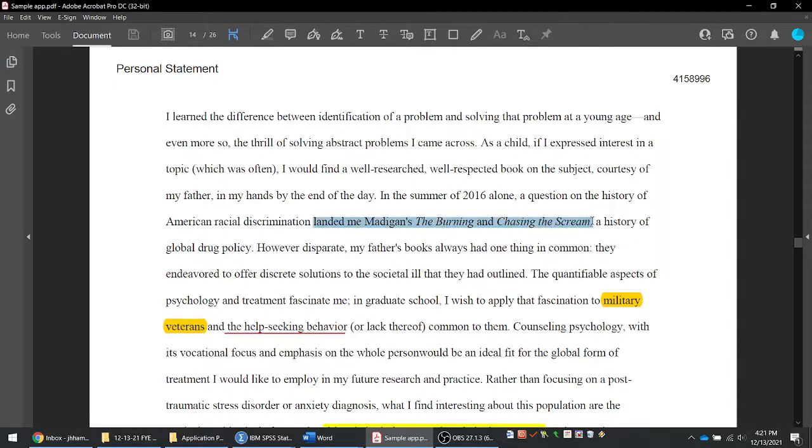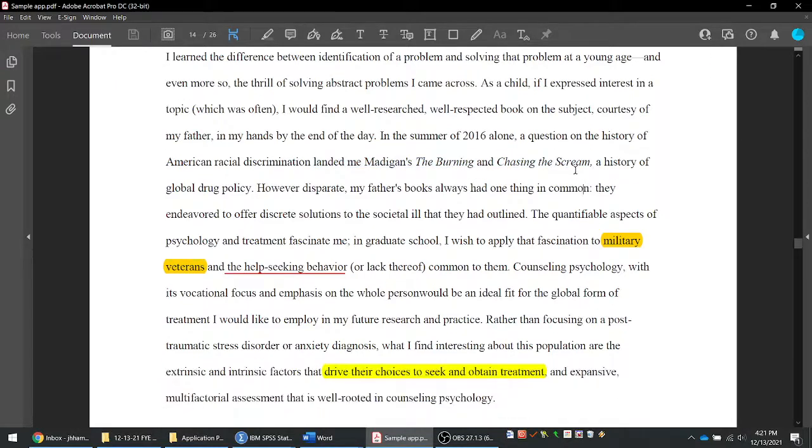And mentioning specific things like this communicates a seriousness about it. It sounds credible the way it's worded. However, the spirit of my father's book, so I had one in common. They endeavored to offer discrete solutions to science.